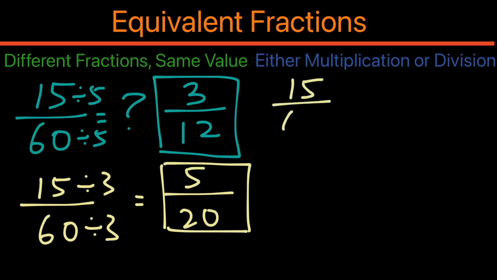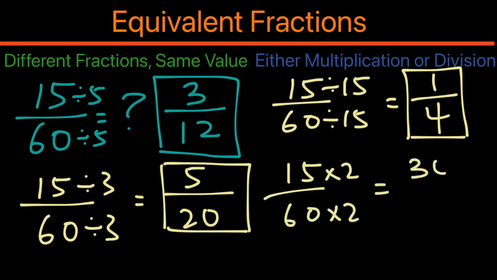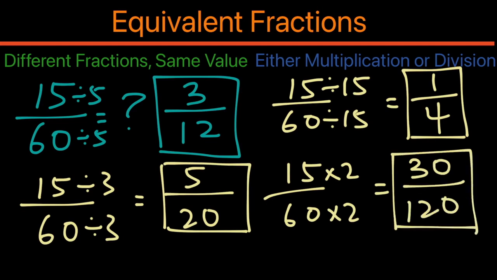Or you could even divide by 15. That would come out to 1 and 4. Or maybe you want to multiply, say by 2. You would have 30 and 120. So everything here is equivalent to 15 over 60. So there's an unlimited number of possibilities when it comes to equivalent fractions.